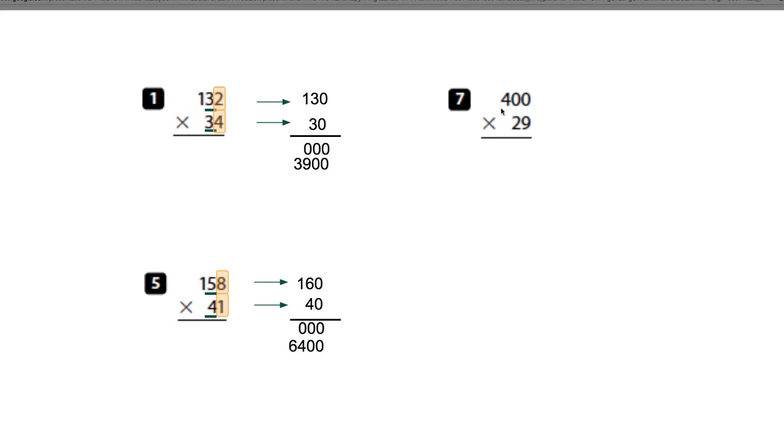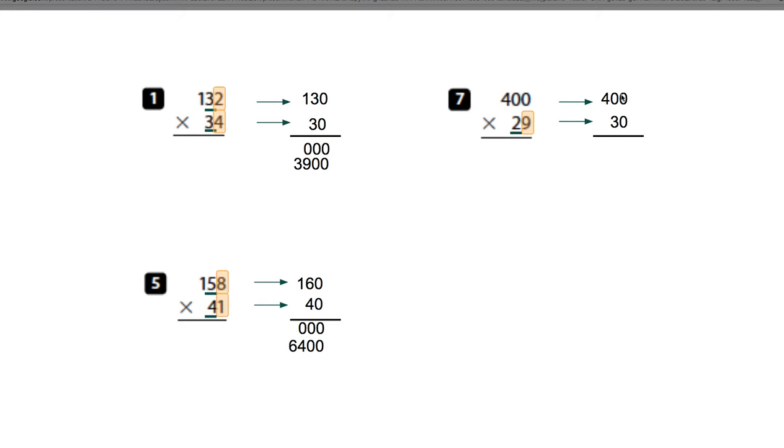400. So I don't have to do anything with 400, okay? 400 is already rounded. It's already estimated. It's 400. There's no rounding necessary. But with 29, I'm going to look at, and I'm going to round this to 330, okay?